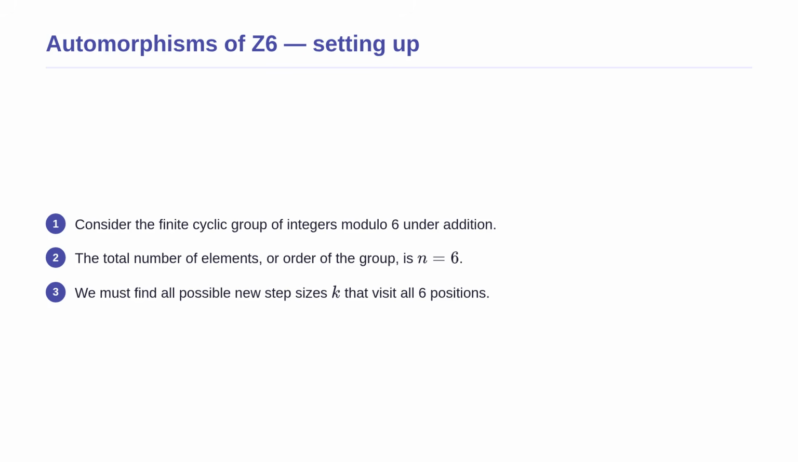Now that we have our formula, let us see this with a concrete example. We will find all the automorphisms of the group of integers modulo 6 under addition. This is a clock-like system with 6 numbers, from 0 to 5. Our strategy is to first identify the total size of the group, which is n equals 6. Because the group is generated by taking steps of 1, we must find all possible new step sizes k that will still visit all 6 positions before repeating.